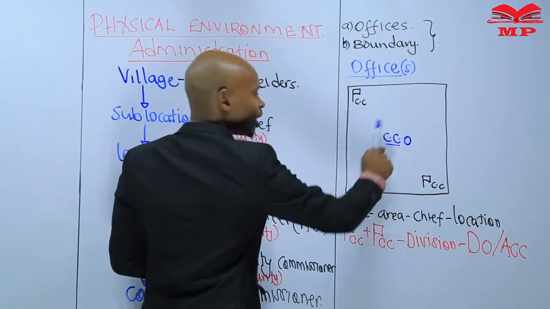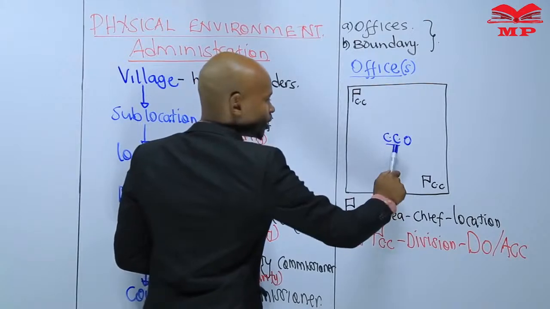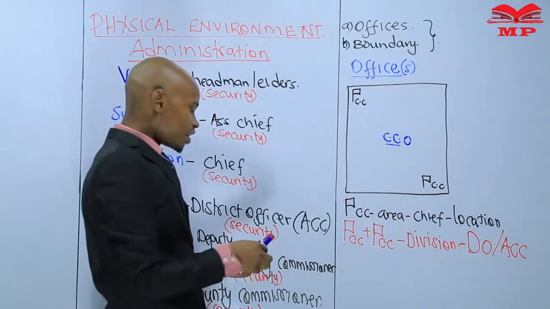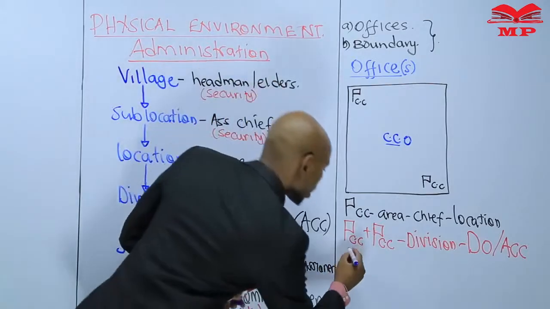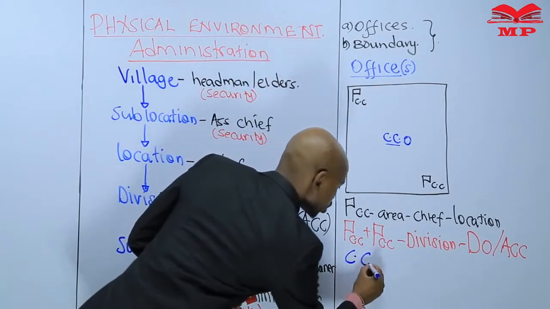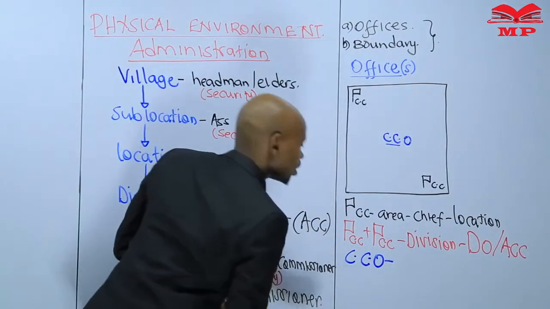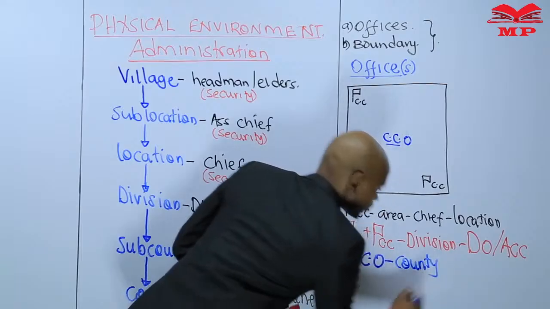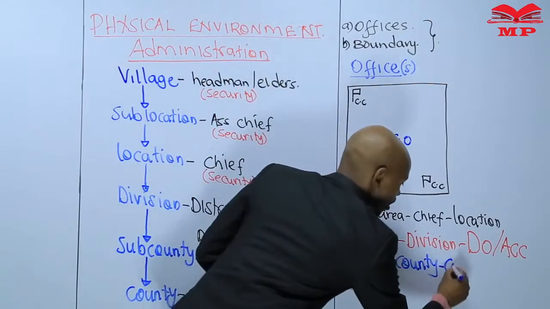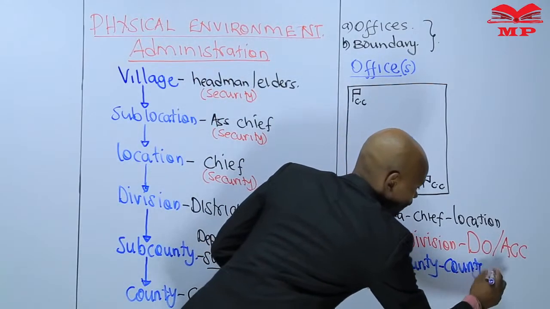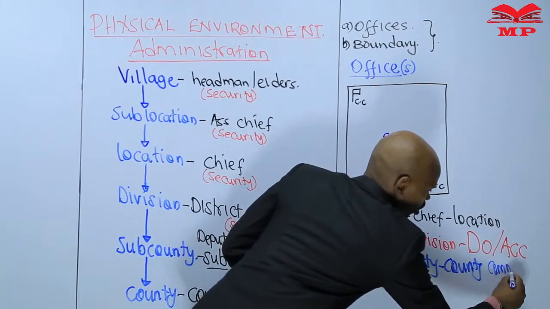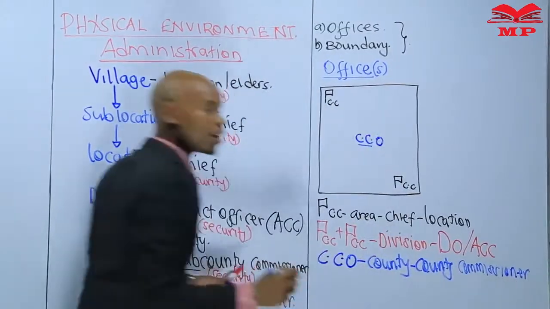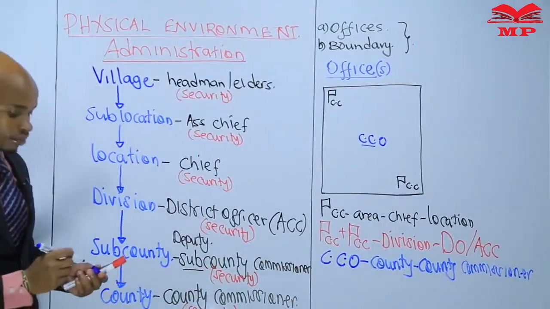So this area, if it has a CCO, that is County Commissioner's Office, this means this is a county. And it is headed by a county commissioner.